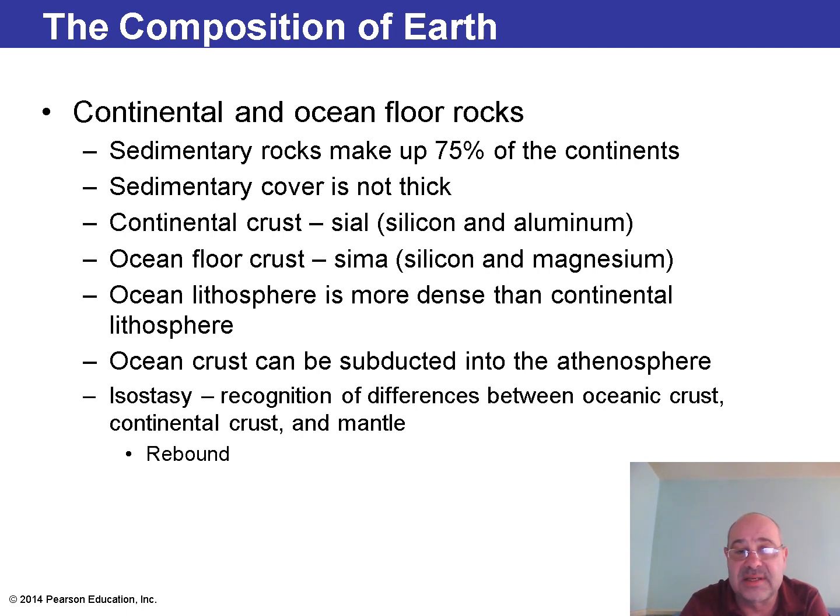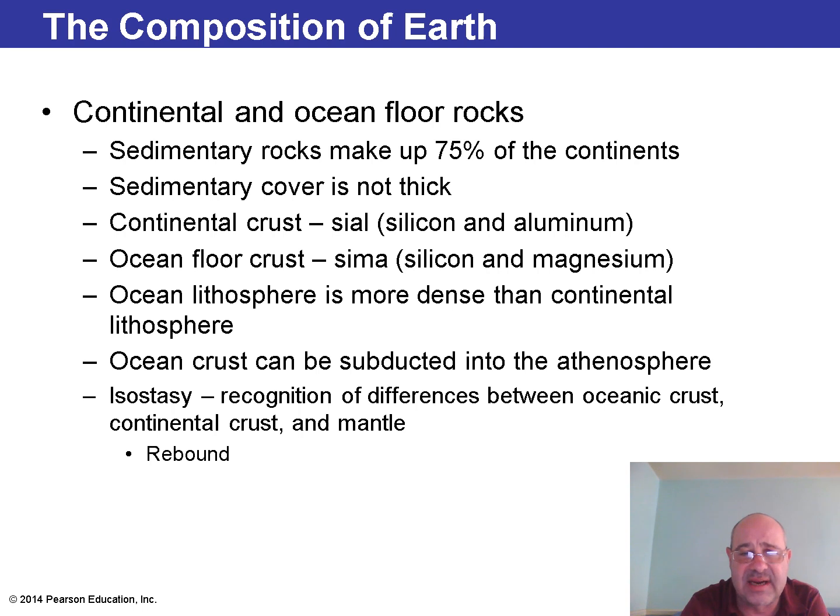The continental crust is made of silicon and aluminum, whereas the ocean floor crust is silicon and magnesium. Ocean lithosphere, we've already said this, so now you've heard it a couple times. That should give you a hint about something. Ocean lithosphere is more dense than continental lithosphere. Again, the continents kind of float, they're more buoyant. Ocean crust can be subducted into the asthenosphere. We're going to get into that in the next chapter when we start talking about divergence and convergence of plate boundaries.